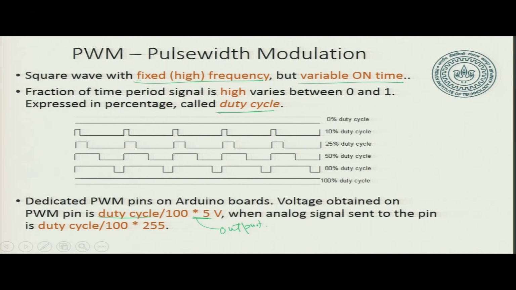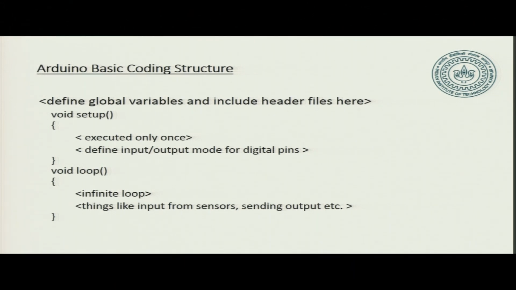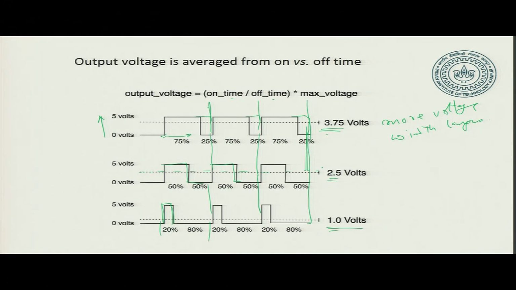So, by changing the duty cycle, we can change the average voltage that is going out. So, it behaves like an analog system. Using this we can control a DC motor, I can change the voltage, right.